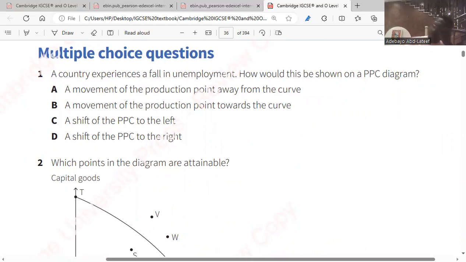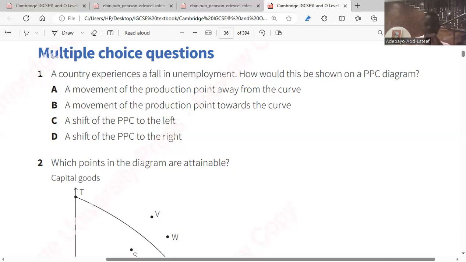Do you get it, Mohammed? Are you sure? The question says, a country experiences a fall in unemployment. That means unemployment reduces in that country. So if unemployment reduces in that country, it means the employees in that country are able to produce more, and that will increase their output.